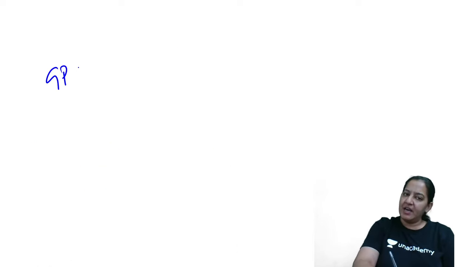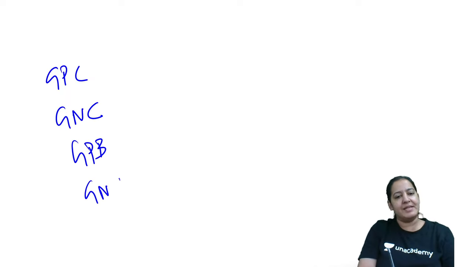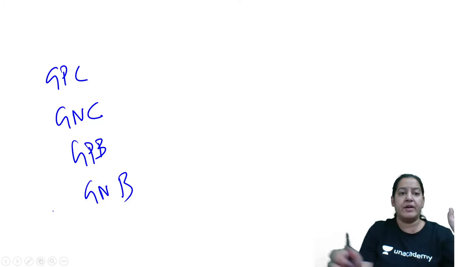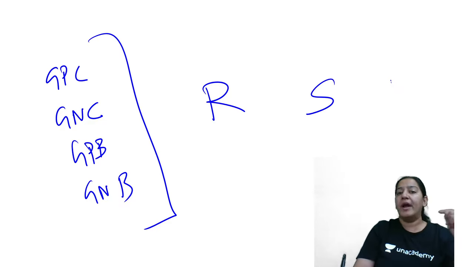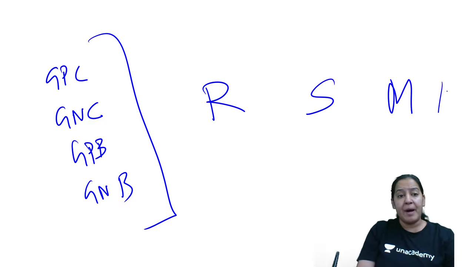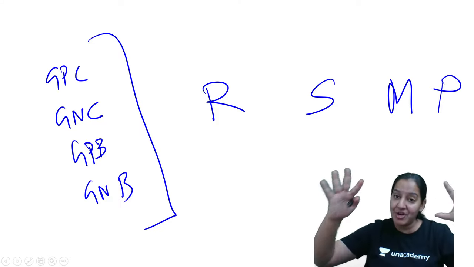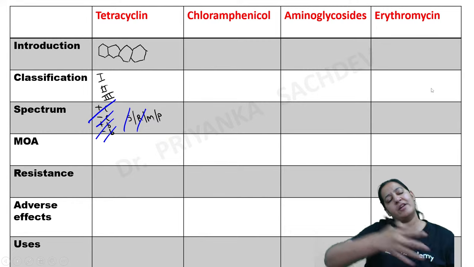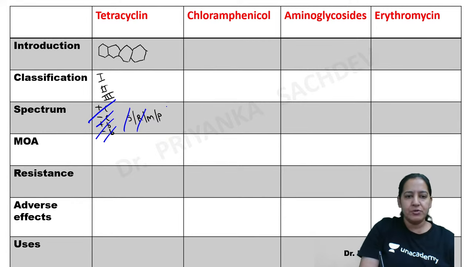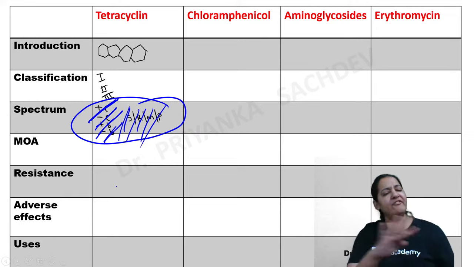So write down GPC, gram-positive cocci, gram-negative cocci, gram-positive bacilli, gram-negative bacilli. It kills everyone. Tetracycline kills everyone. Not only this, it kills rickettsia also. It kills spirochetes also. It kills mycoplasma also. And apart from these bacteria, it kills some parasites also, protozoa. So that is the broad spectrum antibiotic. Don't write the name of the bacteria, it will be too much. If you write the name of bacteria, the list is long. All the bacteria will come. So write down the spectrum like this: gram-positive cocci, gram-negative cocci, gram-positive bacilli, gram-negative bacilli, spirochetes, rickettsia, mycoplasma, protozoa, everything.